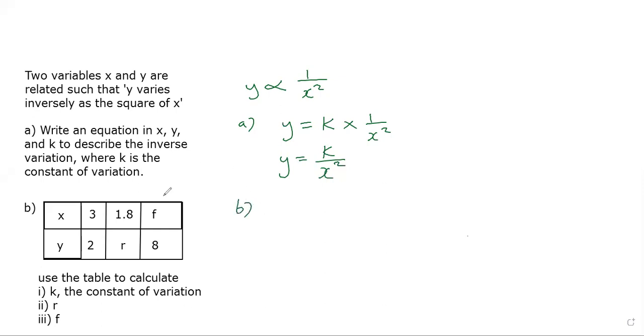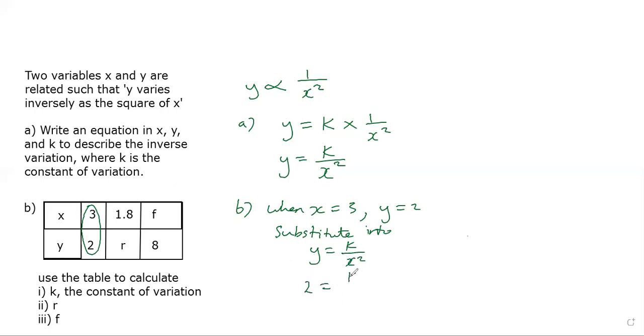Part B now, we have a table of values here, and we are told to use the table to calculate k, the constant of variation. So let's use the values of x and y here. When x is equal to 3, y is equal to 2. So let's substitute these values into y is equal to k over x squared, which we got in part A. So y is equal to 2 and x is equal to 3.